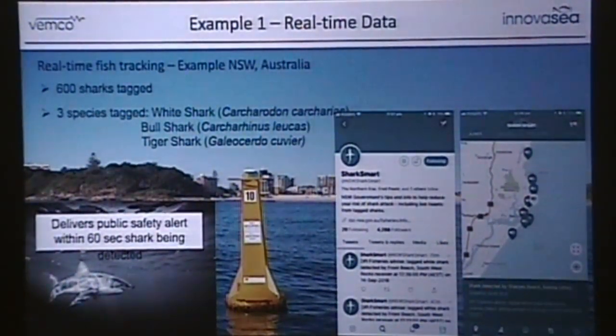And when one of these tagged sharks is in the vicinity of a receiver, then within 60 seconds of detection, there will be an alert in an app called SharkSmart. And that's then a result of those detections can be beach closures for a certain time for public safety reasons.